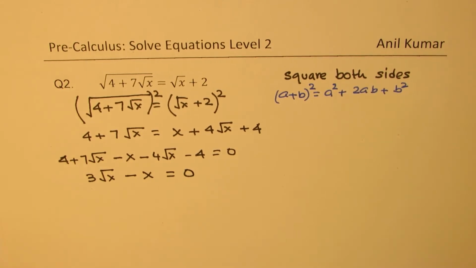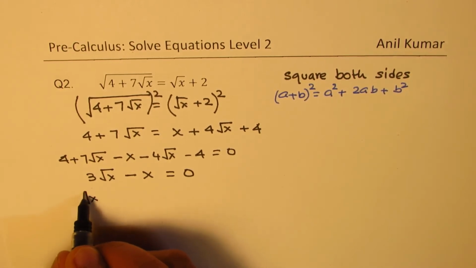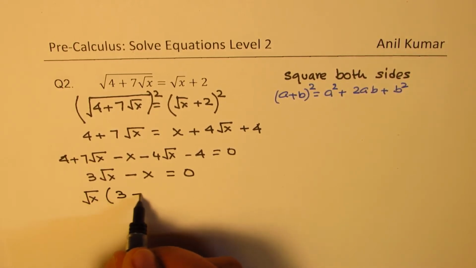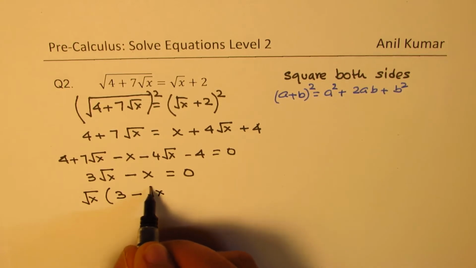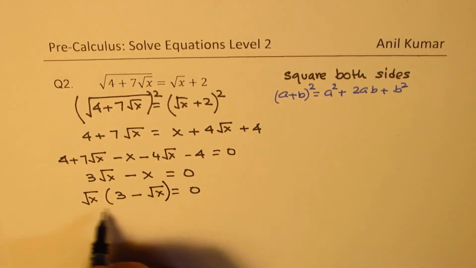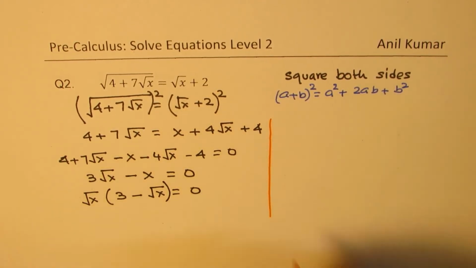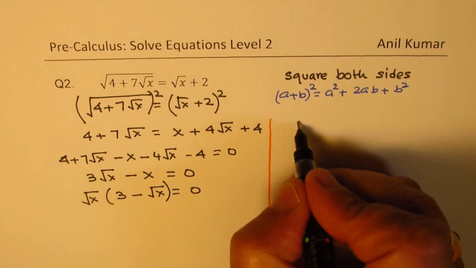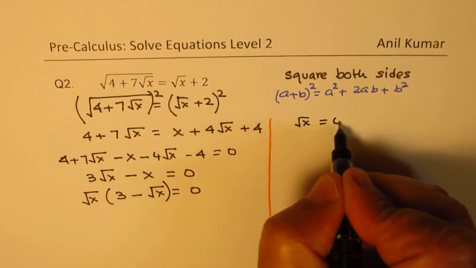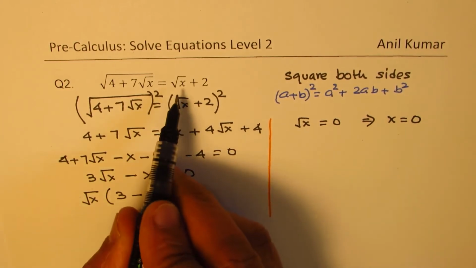Now how do we solve this? Well, we can take square root x common, right? So if you take square root x common, we get 3 minus square root x. Perfect. We get 3 minus square root x. Now this gives us 2 solutions. One, of course, is that square root of x equals to 0. That gives you x equals to 0. This is a valid solution.